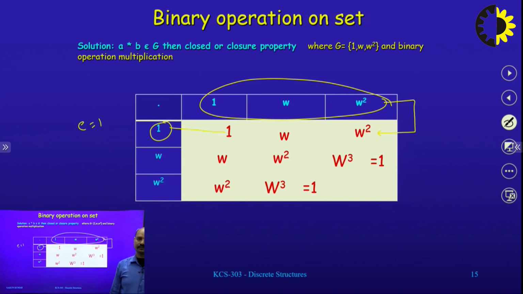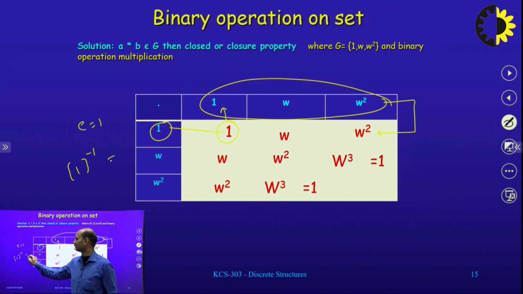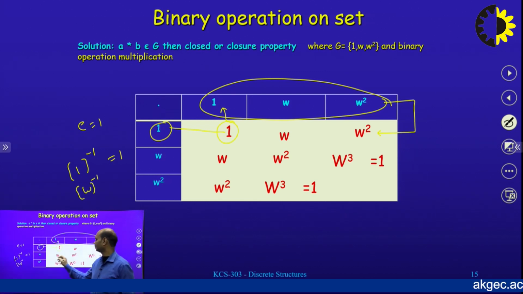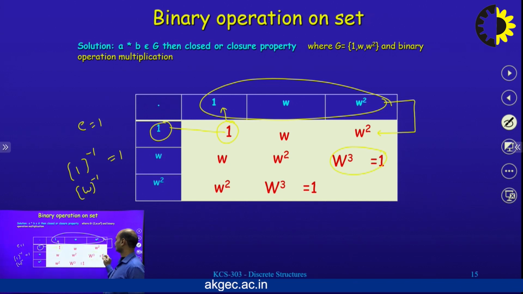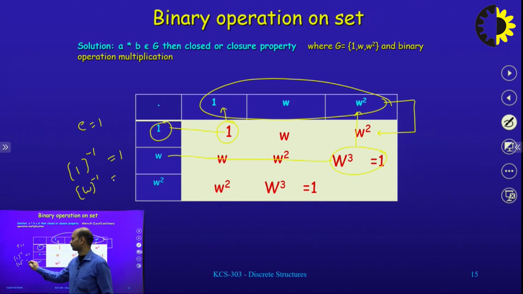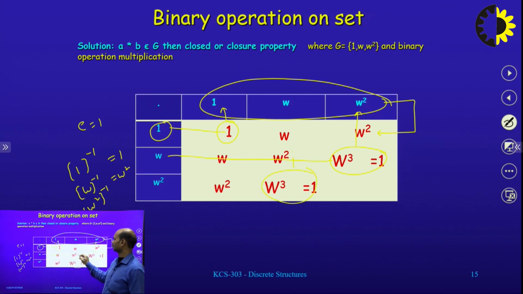And the fourth property is the inverse property. What is the inverse property? What is the inverse of 1? We check where the identity element is. The inverse of 1 is 1. And what is the inverse of omega? Where is the identity element? That is here. So the inverse of omega is omega square. And the inverse of omega square is omega.